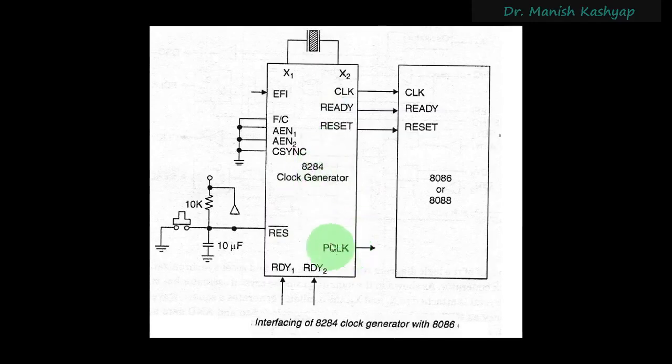So this is a clock generator circuit, right? And what signals are there in which we are interested? First of all, in this clock generator circuit there is a crystal oscillator which is attached between the pins X1 and X2. This crystal oscillator will actually generate a square wave which will be connected to the X1 and X2 inputs of this IC, right?